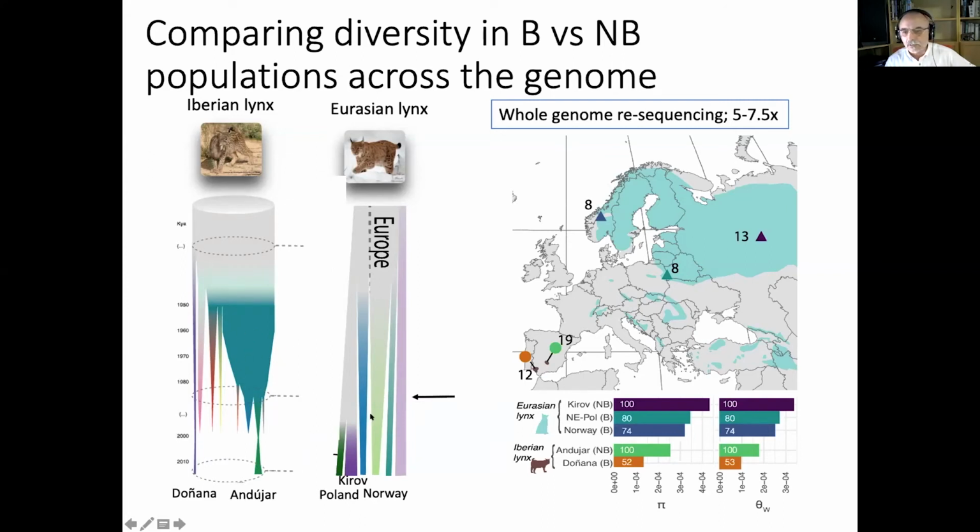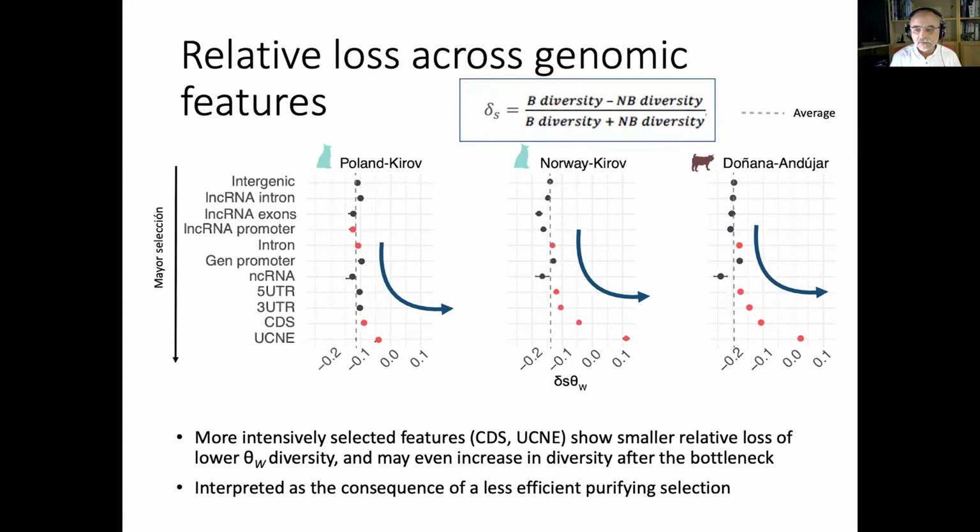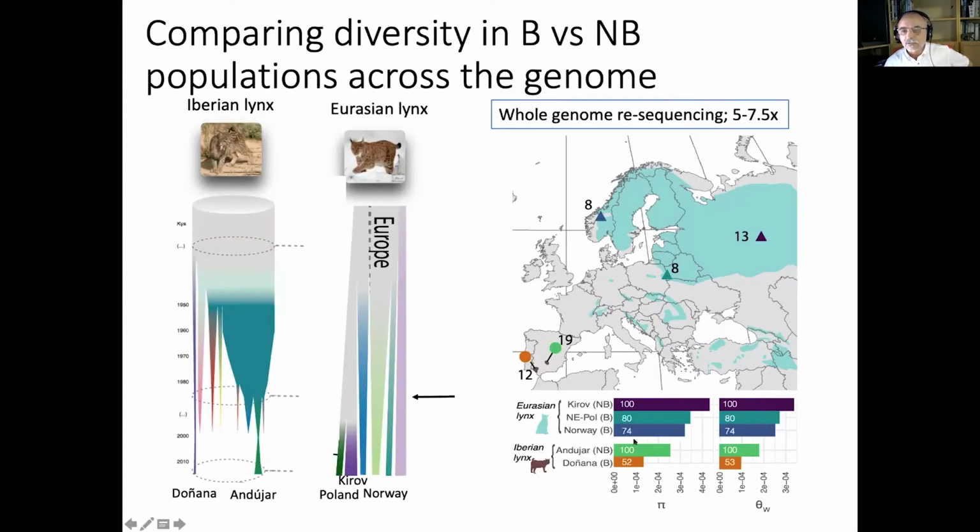So we decided to compare genetic diversity across the genome for pairs of populations, being one bottleneck and one non-bottleneck population in the case of Iberian lynx, and two bottleneck populations against the one non-bottleneck population of Kirov. And we wanted to go beyond the average genomic diversity. I mean, that was reflected in this slide. So here you can see the intensity and duration of the bottlenecks has resulted in about 50% average diversity loss in Doñana, 74% in Norway, and 80% in Poland.